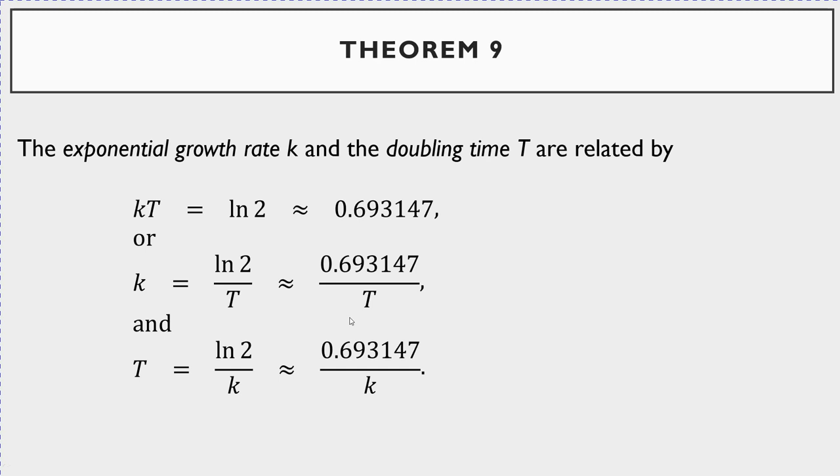So what you can see here, here's another theorem. The exponential growth rate k and the doubling time t are related. Basically, as you can see from how I just solved the previous example, it's the time it takes to double.